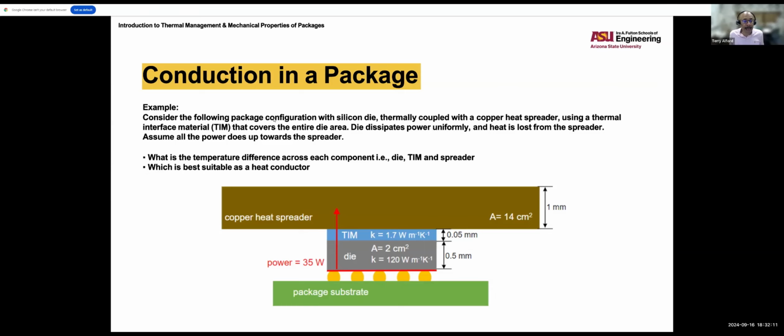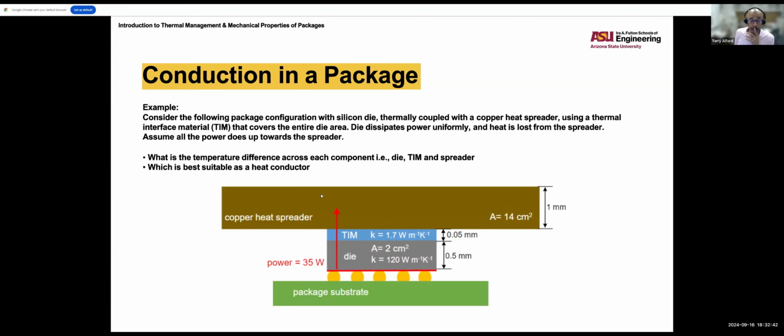We have this package. Here's the substrate, C4 solder balls, your die, some TIMs, and then your copper heat spreader. We're going to say that the die will dissipate the heat uniformly. And ultimately, the heat is lost through the spreader.